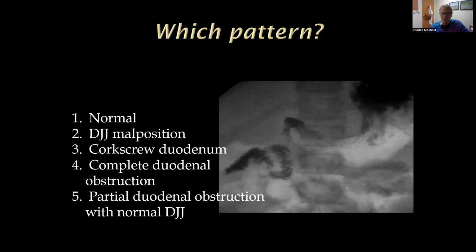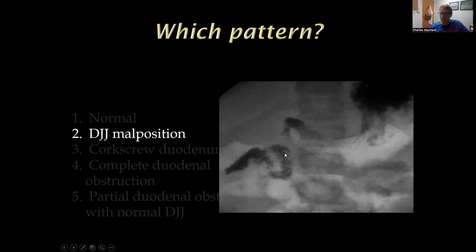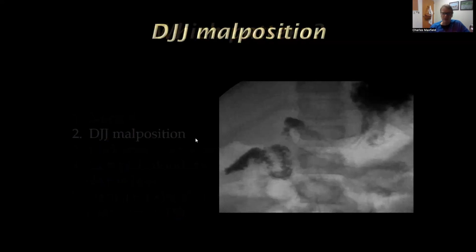And here's the last of the 5 patterns. And notice the duodenum here never comes across the midline, right? It's malpositioned. It doesn't spiral like a corkscrew. It's not obstructed. It's just not positioned correctly. So what's the significance of DJJ malposition? The answer to that is it depends, right, on how old you are.